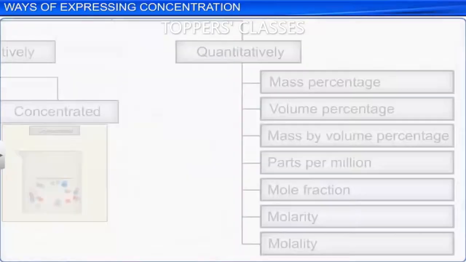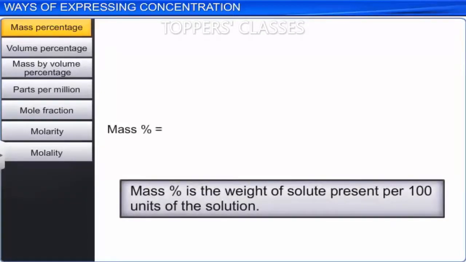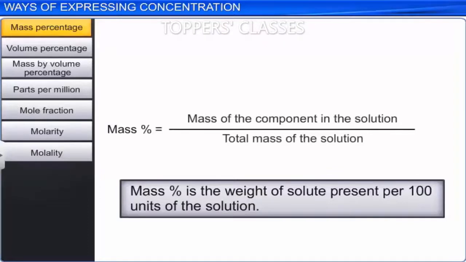Let us first discuss the mass percentage or weight by weight percent method. The mass percentage of a component of a solution is defined as the mass of the component in the solution divided by the total mass of the solution multiplied by 100. It is important to note that as we are expressing the concentration in percentage, it implies that we are defining it per 100 units of the solution.